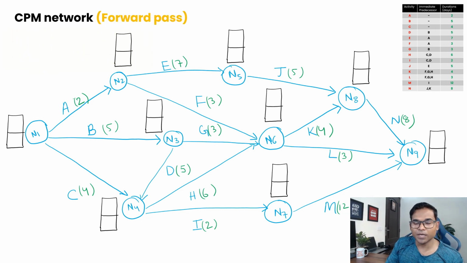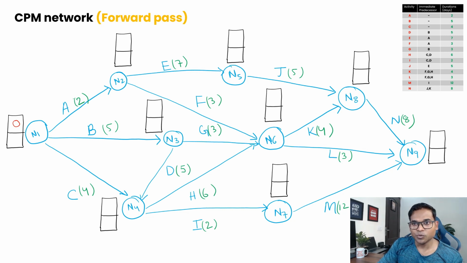So we'll start our forward pass calculation utilizing the same network. I will start with node 1. Node 1 always starts with 0. Remember this. The early start of node 1 is 0 because you can immediately start that node. There is no predecessor activity, so you don't need to wait for another activity. As soon as you decide, you can simply start. It's a baseline, the starting time is 0, and in the network method we always consider this as a 0 starting point.